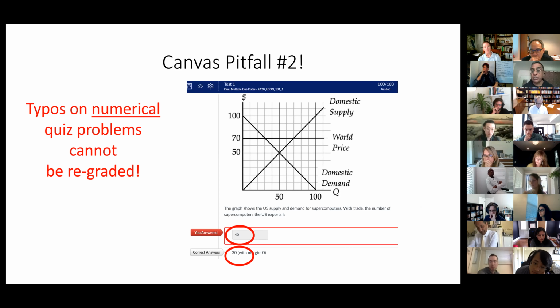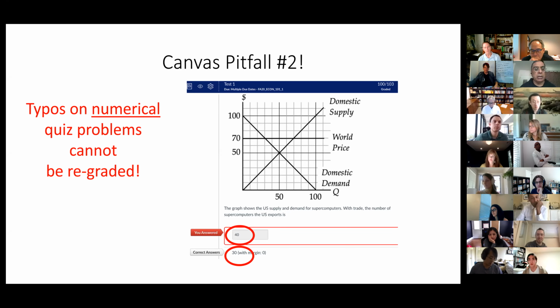So avoid this pitfall. On numerical quiz problems, you have to be super careful when you enter the answers. With multiple choice or any other question type, if you change the correct answer, Canvas will automatically regrade and repost the grades, but not with numerical quiz problems.